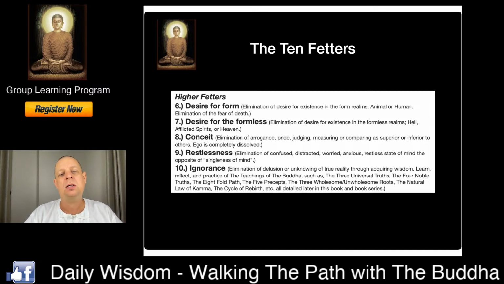So you're going to need to learn things like the 3 universal truths, the 4 noble truths, the Eightfold Path, the 5 precepts, the things that are wholesome and unwholesome, these unwholesome roots and these wholesome roots. You're going to need to learn the natural law of Gotama, the cycle of rebirth. All these things are things that you gain wisdom about.